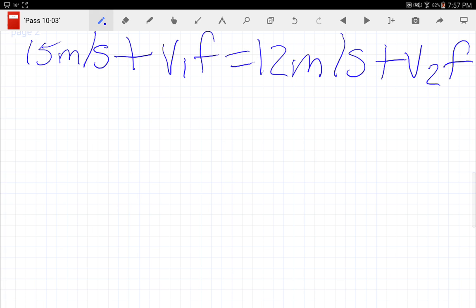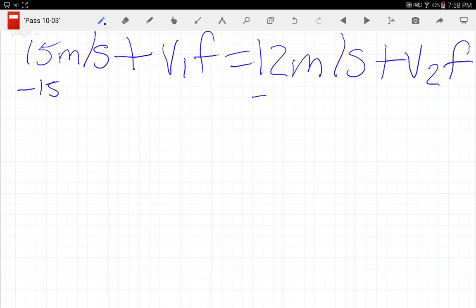Okay, so how would you guys like to solve this? I think we should put all the unknowns to solve for V1 final. So if we solve for V1 final, then we're going to subtract 15 over. Then you have a negative number. If you do it the other way, then you have a positive number. Either way, you have to move the 12 also.